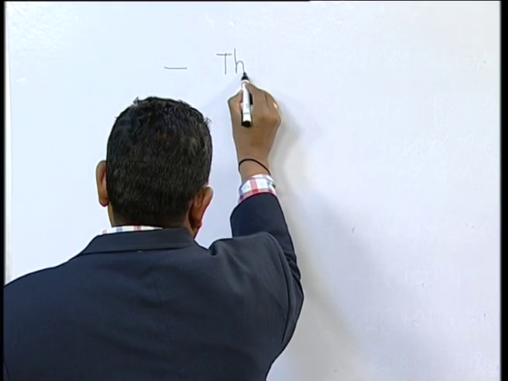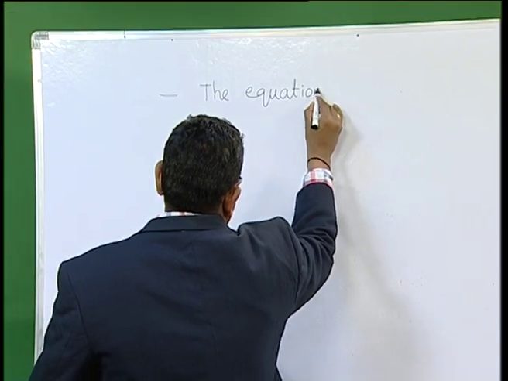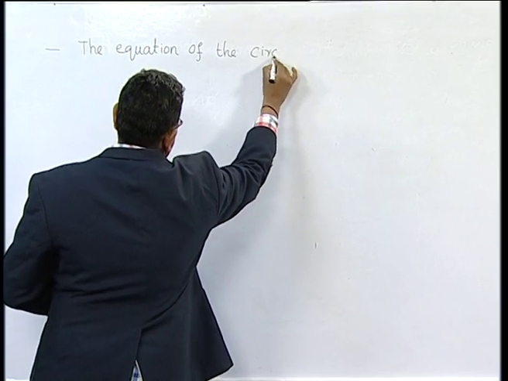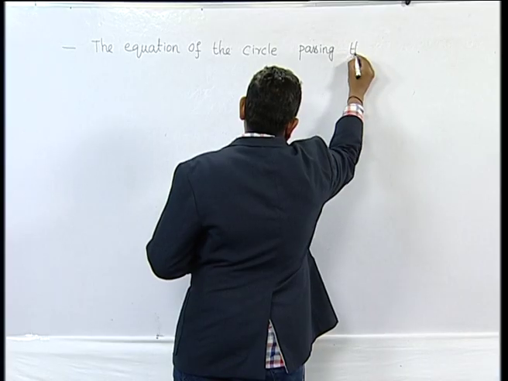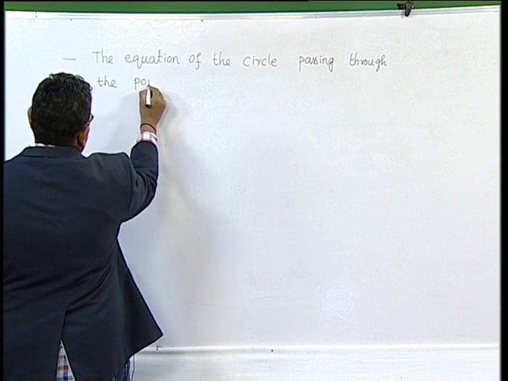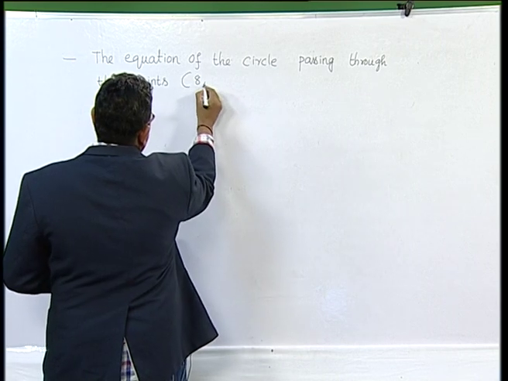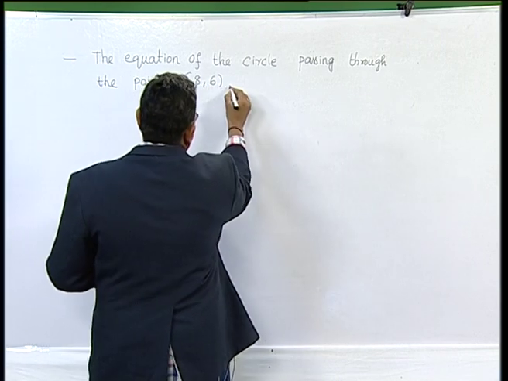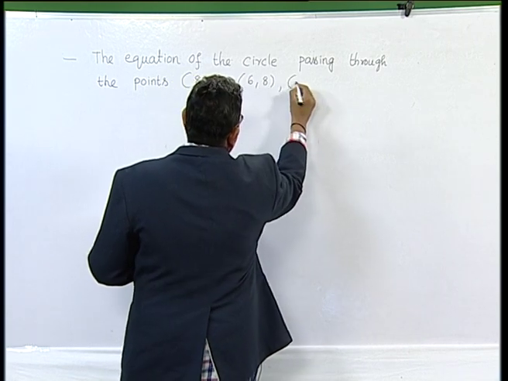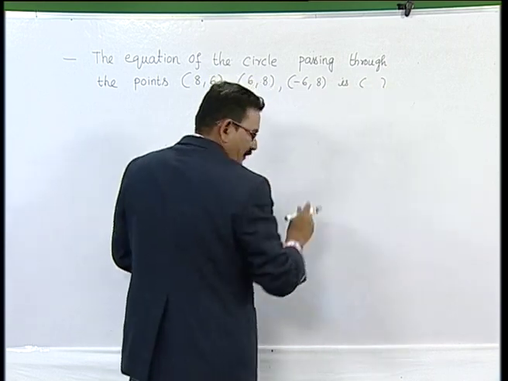This problem is on the circle. Find the equation of the circle passing through the points (8, 6), (6, 8) and (-6, 8).